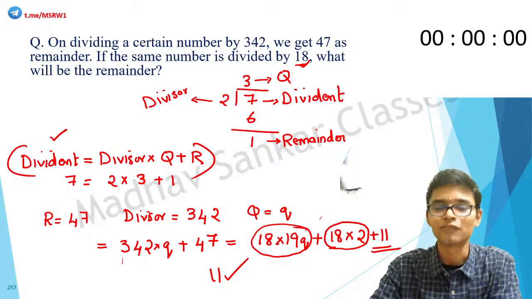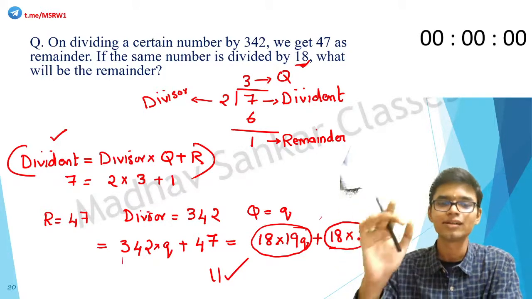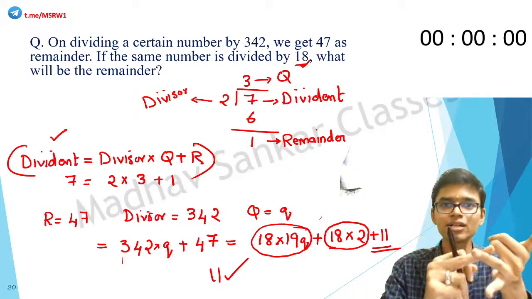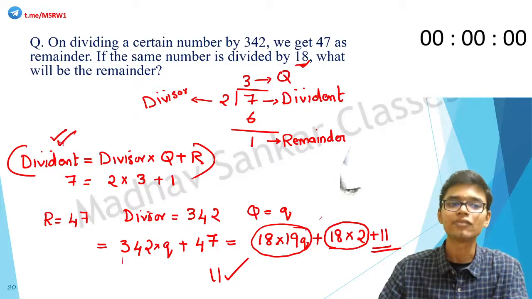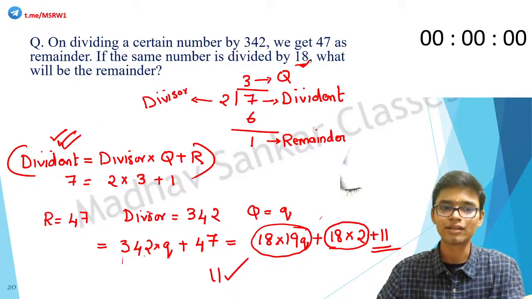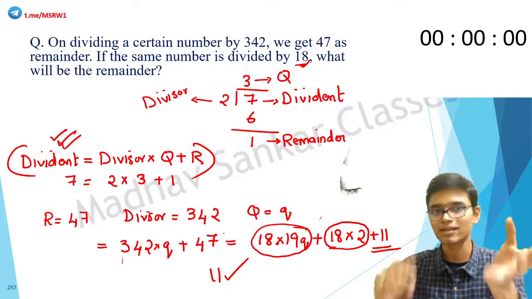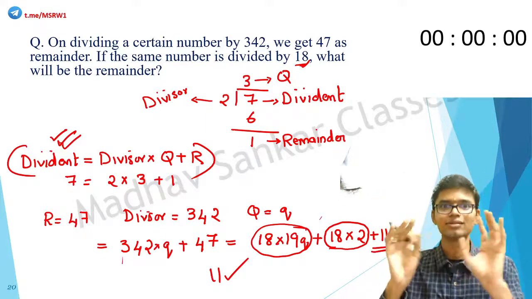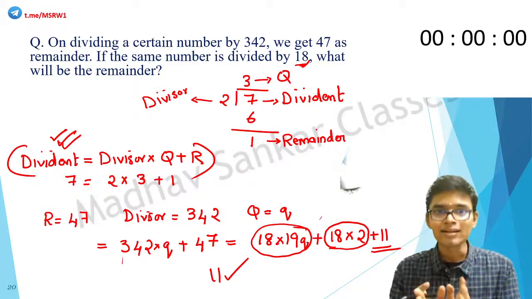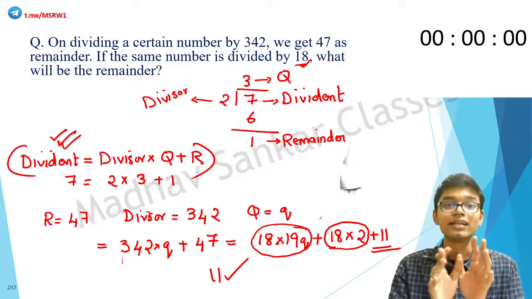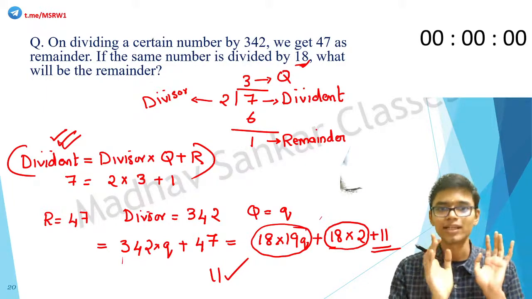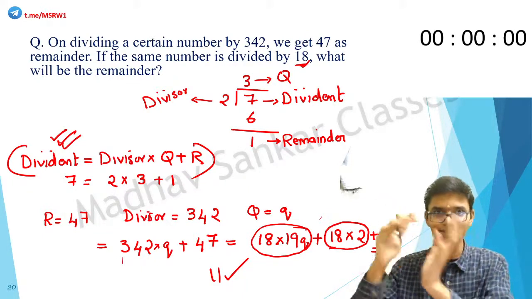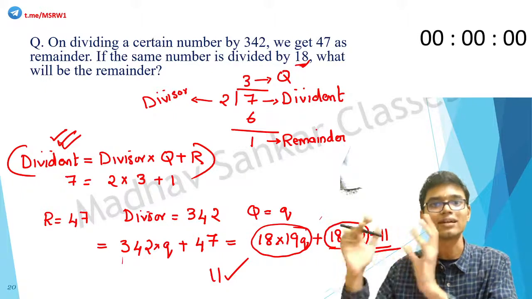Understood? If you don't know anything, what you do is find the number first. Using the remainder and the quotient and this formula, we can find the number, like this: 342 q plus 47. That is the number. We don't have to find the exact number as such. Just put the number in some form, and then convert that number in terms of the new divisor. Here it is 18. Whatever we cannot factorize in terms of 18, that is the remainder.